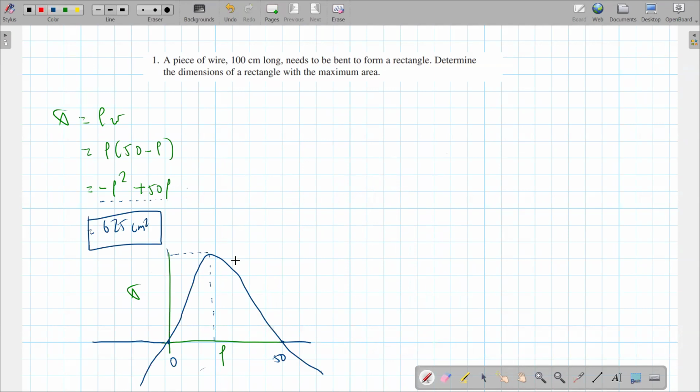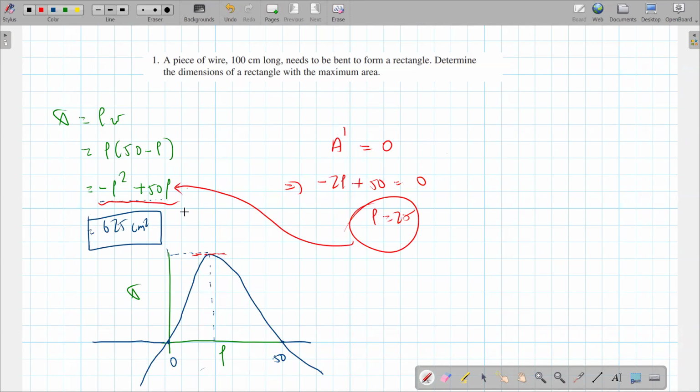What's important about a turning point? What happens at the turning point? The slope is 0. In other words, the first derivative, A prime, is 0 at that turning point. What's A prime? What's the derivative of this? Negative 2L plus 50. You solve this and you will get L as 25. Then you plug that back in here, and that will give you the area as 625. So you don't have to graph it if you know that the first derivative is going to be 0. So this is a very simple problem.